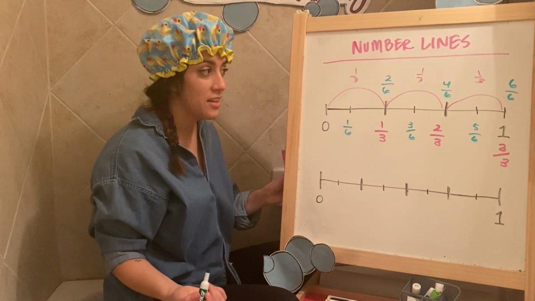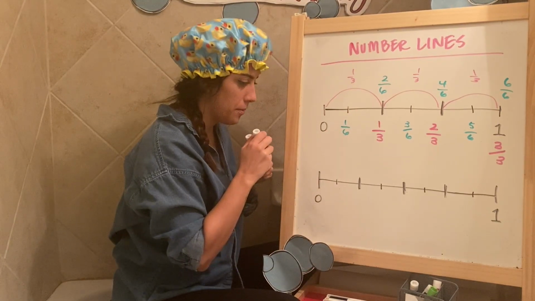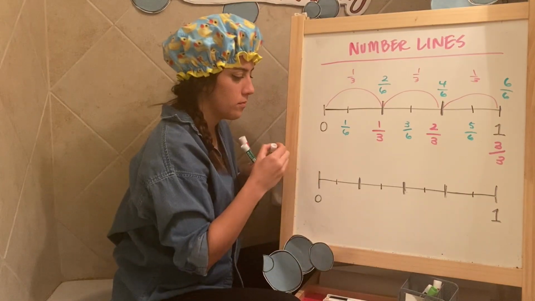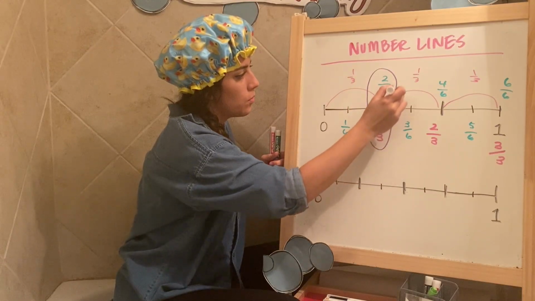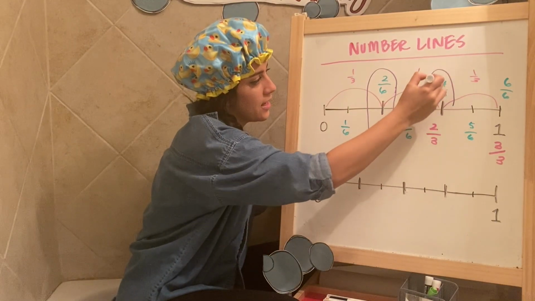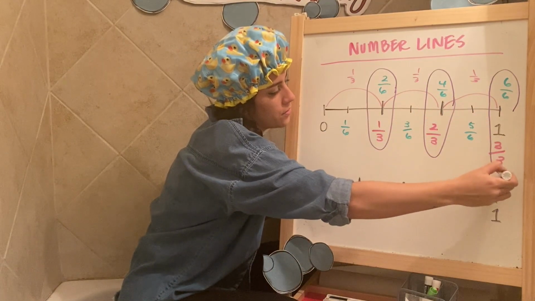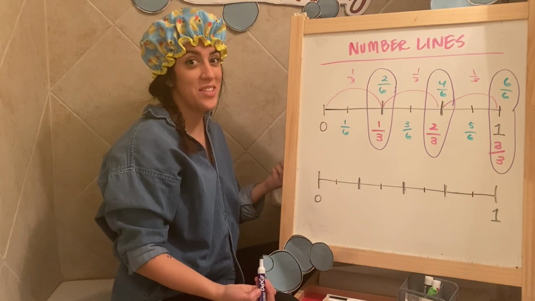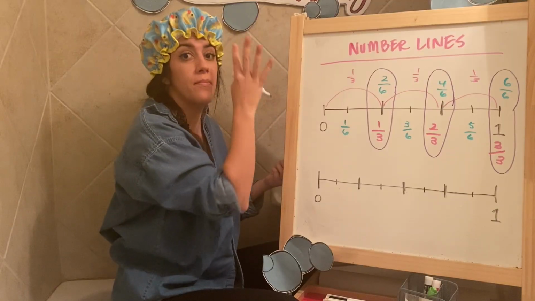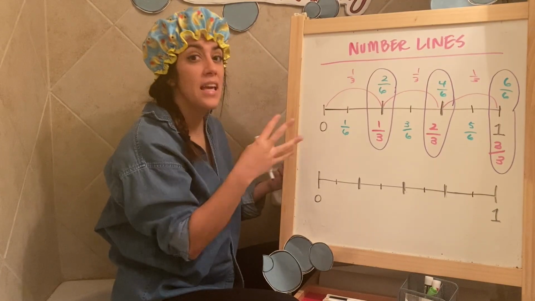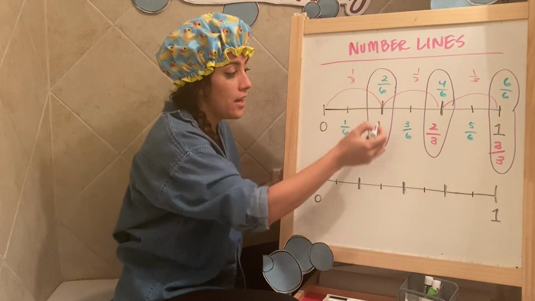What do we notice? Do we notice that some of them are equal to each other? For example, let me get another color marker here, maybe the purple one. 2/6 equals 1/3. 4/6 equals 2/3. 6/6 equals 3/3. Do you see how we used area models and we had different numbers, but because they were shaded the same, they were equivalent, they were equal. On a number line, because they land on the same point on the number line, they are equal.